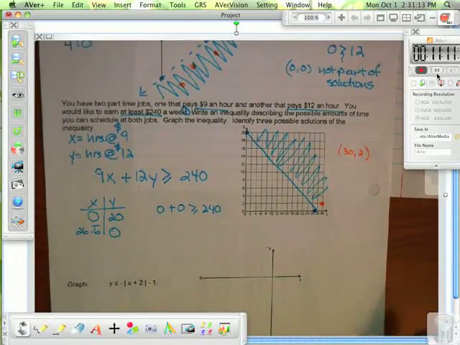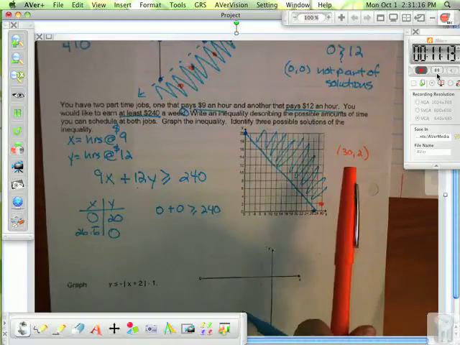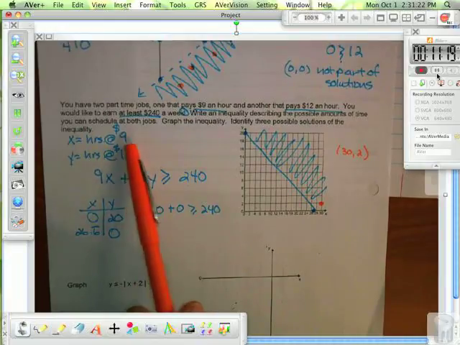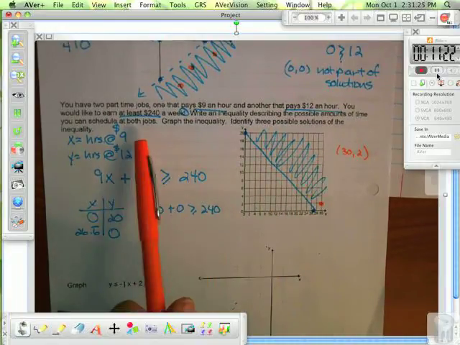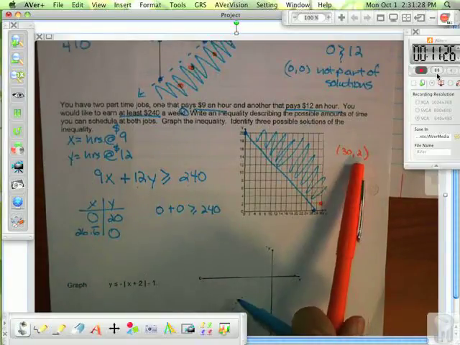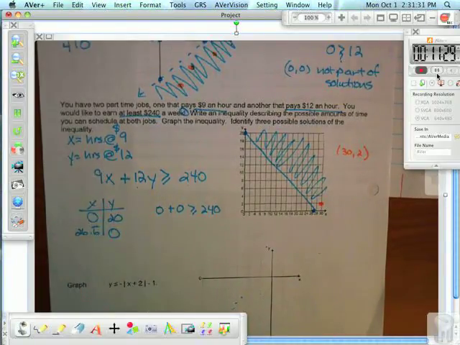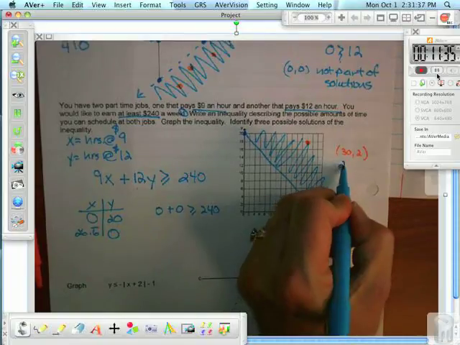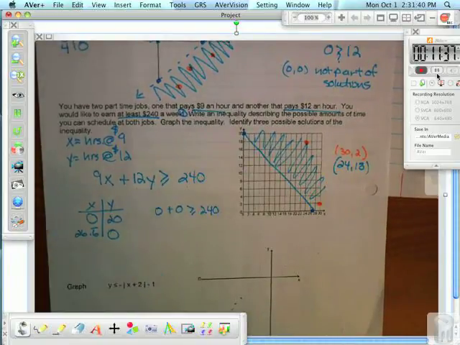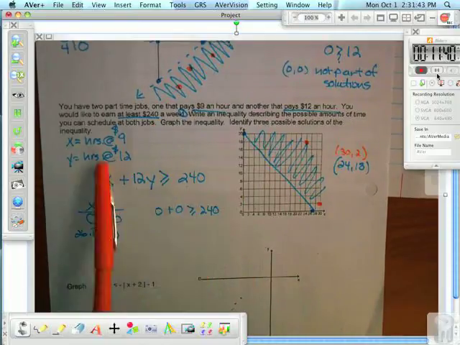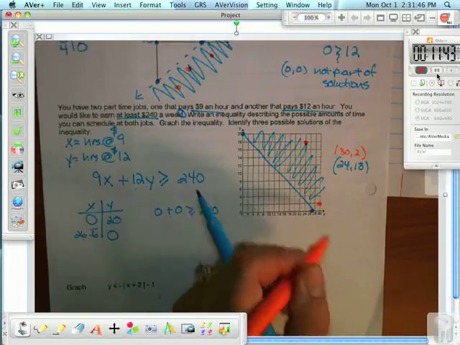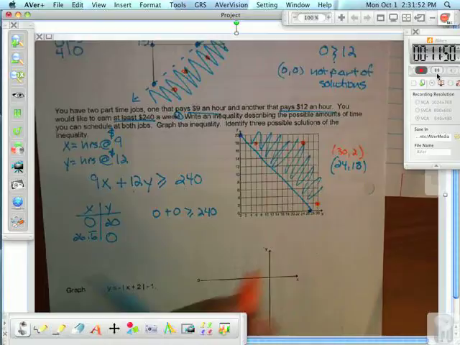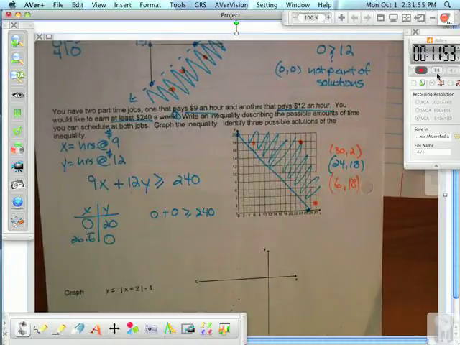This tells me, what does this point tell me? Who can I pick on? Madison. That you work 30 hours at what job? And then 2 hours at, okay, that's one possible combination. So I could do this one. That's 24, 18. There's another combination. 24 at $9, 18 at $12. These will all give me more than 240. If I picked a point on my line, I would get exactly 240. But, you know, this just says pick 3. So 6 and 18. There we go. 3 possible combinations.